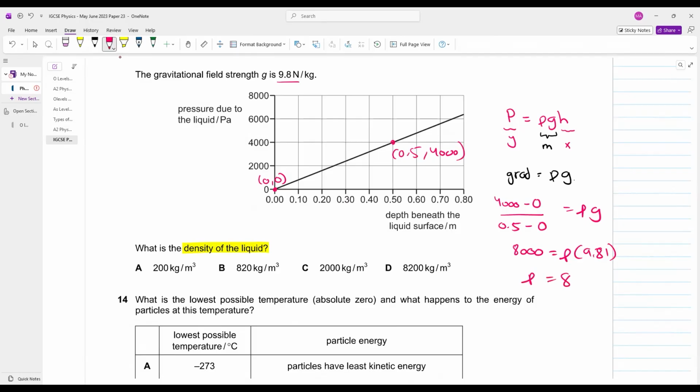Can you calculate the density? 8000 divided by 9.81. Sorry, 9.8. You will take gravitational field strength as 9.8. My bad.